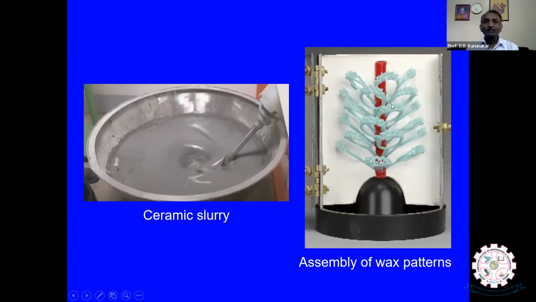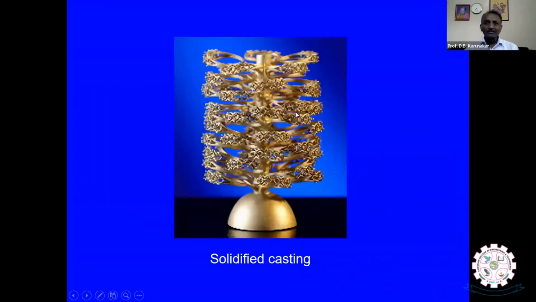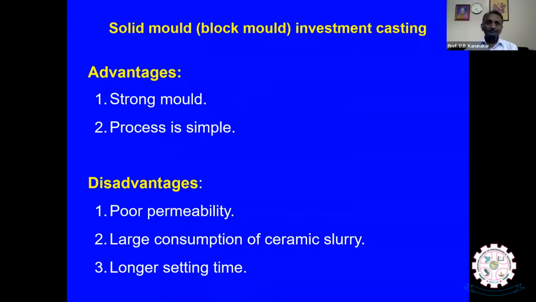Now they take the gold, they melt the gold, and they will pour it inside. And molten gold goes around, and it fills this gap, like this, and there it solidifies. And after solidification is over, yes, we get the solidified casting like this. Now, yes, they have to cut. They will cut at several places, and they separate the rings. So this is the principle of the solid block mold investment casting process.